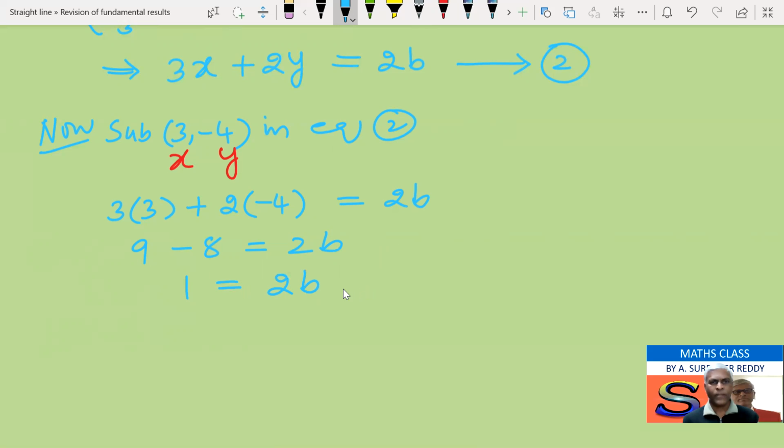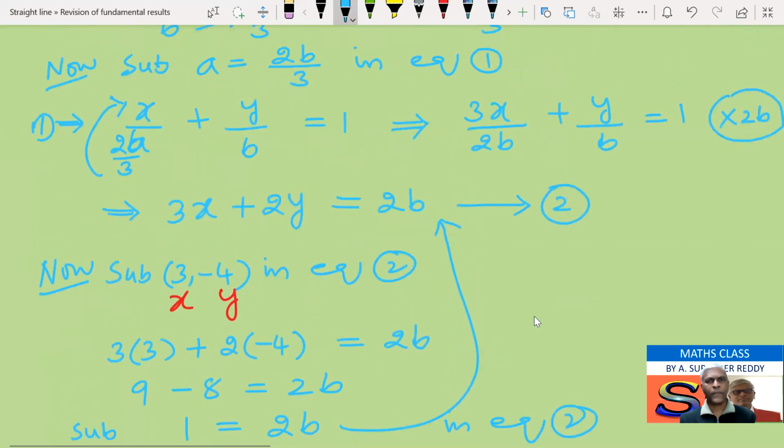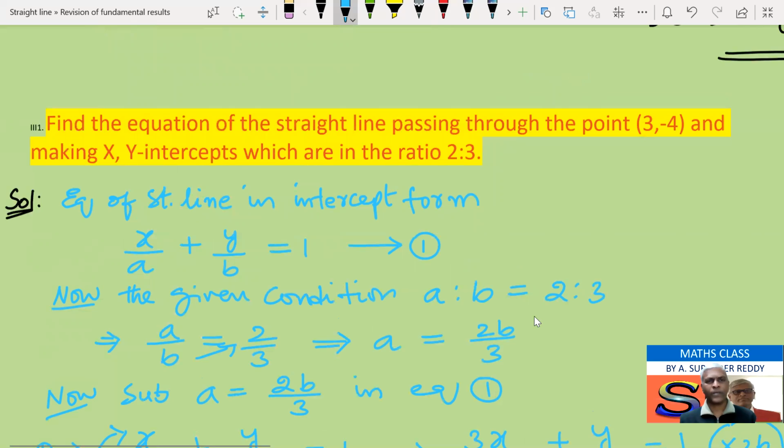So 2b value is 1. Substituting this 2b value in equation 2, we get 3x plus 2y, 2b value is 1. So 3x plus 2y is equal to 1 is the required equation, which is passing through the point 3 minus 4, and the ratio of the intercepts is 2:3.